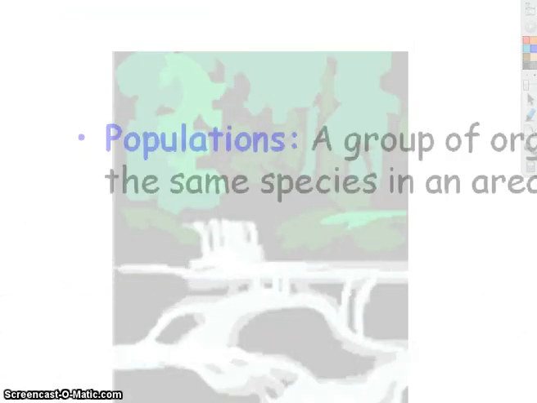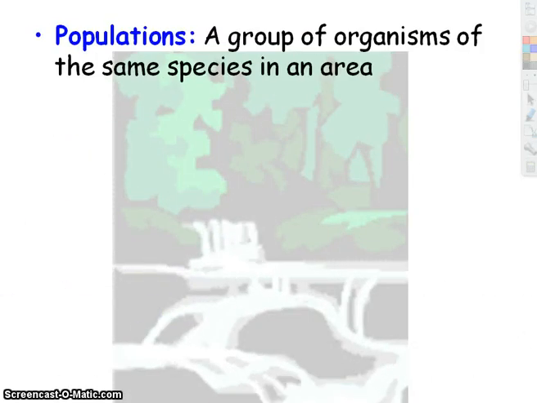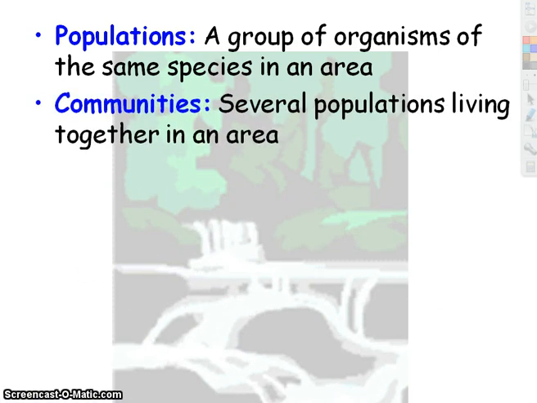A population is a group of organisms of the same species. So you can have like a population of deer, a population of ducks. They need to be kind of interbreeding in a particular area. And then a community is several populations. So a pond community would be the fish, the algae, plankton if we're talking about the ocean, all the little invertebrates, the bacteria, etc.